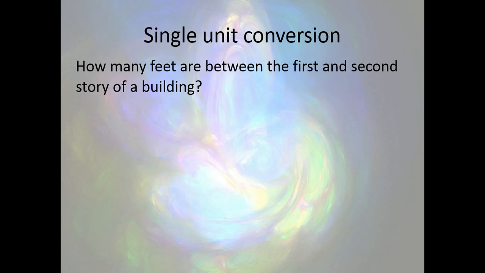In this video, we'll explore how to perform a simple single unit conversion problem. So the question here is, how many feet are between the first and second story of a building? If you look on your unit conversion sheet, you'll find that a story is 3 meters, and that's just going to be a definition for us.